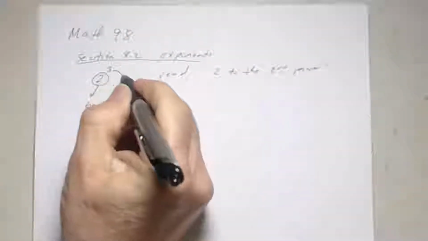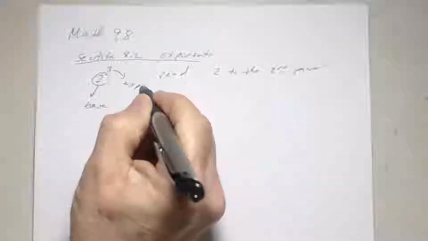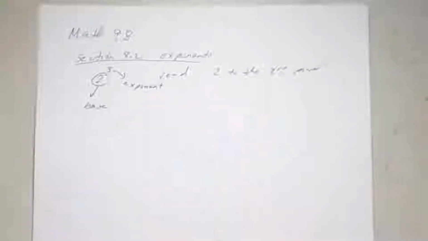All right, now the 2 right here is called the base. The 3 is called the exponent. The 2 is called the base, and the 3 is called the exponent.